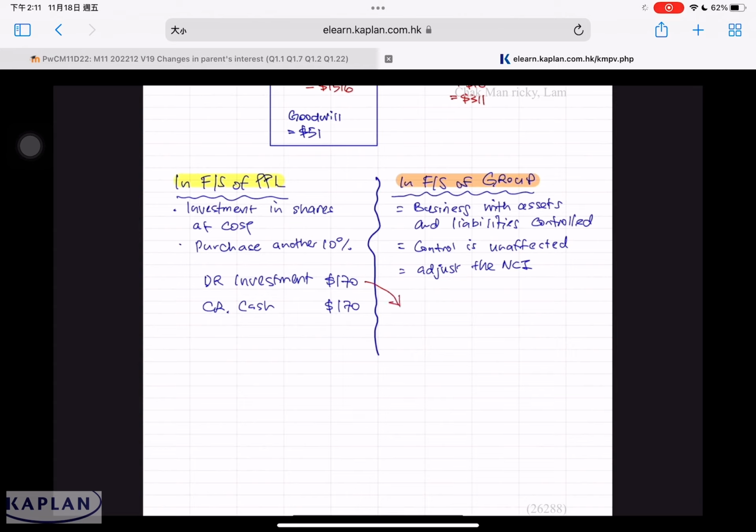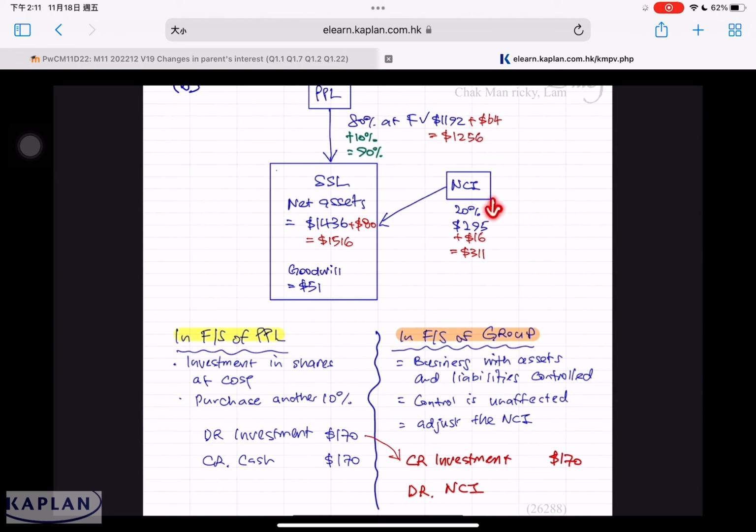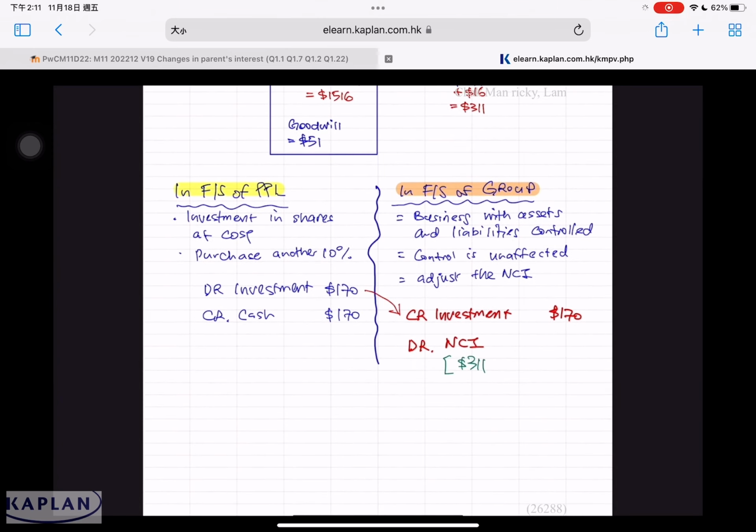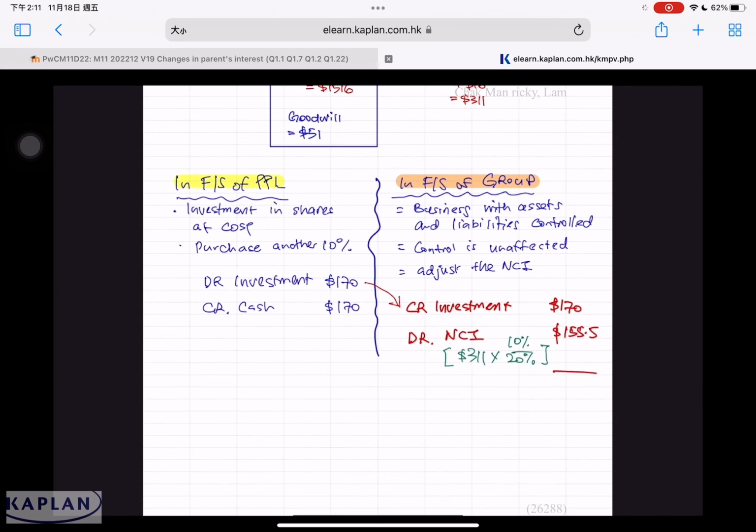This investment debited at the group level must be eliminated. At the group level, we do not treat it as subsidiary investment. NCI reduces, debit NCI. Which figure do we use to do the debit? If the NCI interest drops, we use this figure to calculate. If the parent interest drops, we use this figure to calculate. In this case, NCI interest drops, so we must use this amount to calculate. 311 is equal to 20%. NCI dropped by 10%, so 311 dropped by 10%. The amount is equal to 155.5. There's a difference of 14.5.